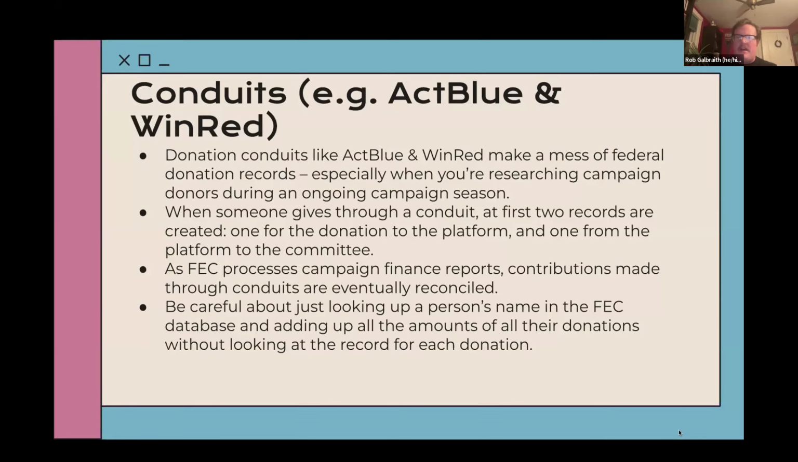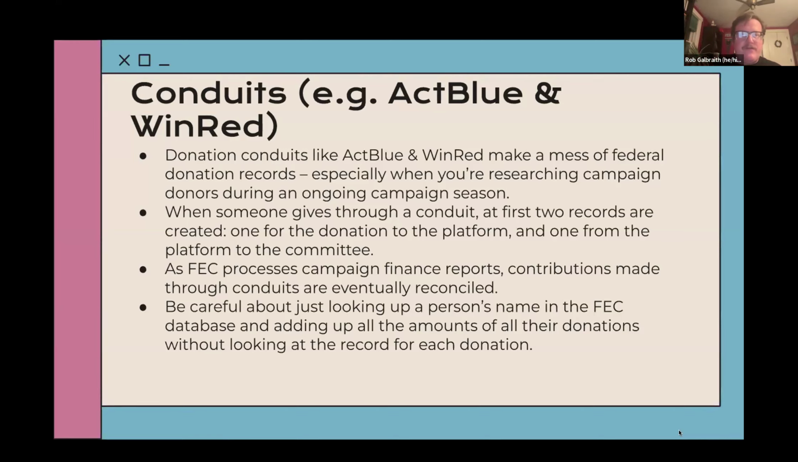These conduits are companies that will frequently build a very easy to use technology platform where you can create a profile, put in your credit card, and then just click a button every time you want to give somebody money. The conduit will charge your credit card, take the money, and give it to whatever committee you said you wanted to give it to.